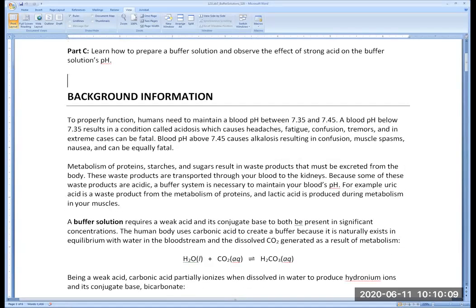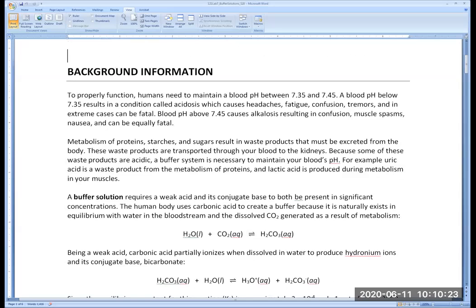So that's why we need a buffer in the blood, and it's an important concept if you want to go into the nursing field, to understand the role of buffers. The reason why the human body has a buffer is because metabolism of proteins, starches, and sugar results in waste products that must be excreted from the body. These waste products are transported through the blood to the kidney. And because some of the waste products are acidic, a buffer system is necessary to maintain the blood pH.